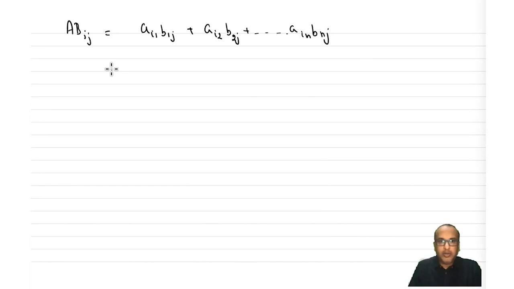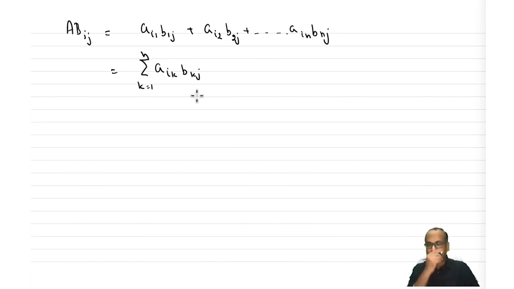So we can also say that this can be written as AIK BKJ, where K goes from 1 to N, right? We can write it as a summation. This is a general element ABIJ.